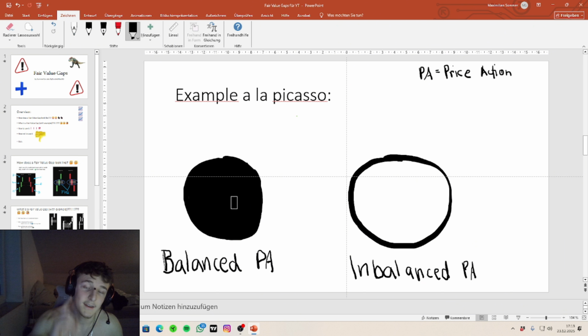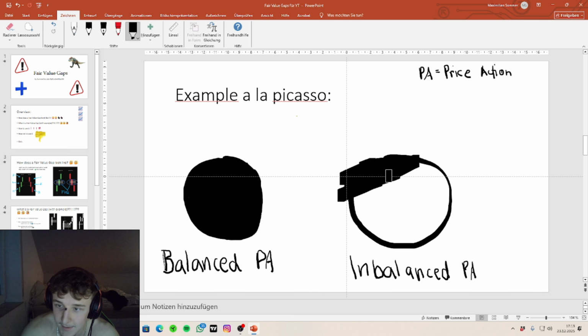Okay, an imbalanced fair value gap though, the market moves like that. Zack, zack, zack, zack. So imagine. Wait till I just.